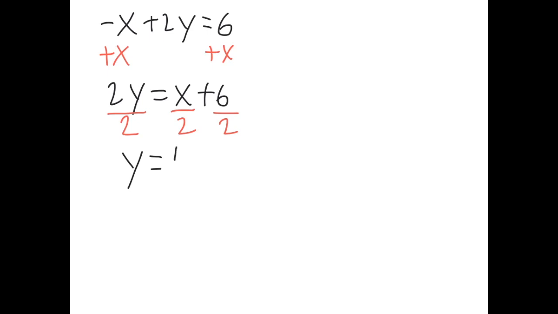Now, x is being divided by 2, so that means that number in front of x is being divided by 2. That means the number in front of x is 1/2. So now we put the x, and then plus 6 divided by 2 is 3. So plus 3. So y equals 1/2 x plus 3, and then we graph it.